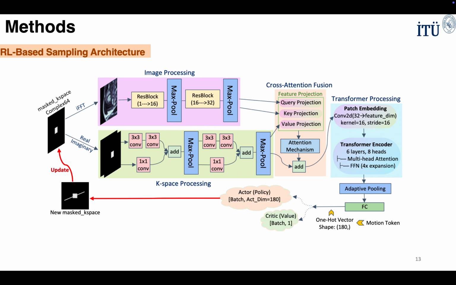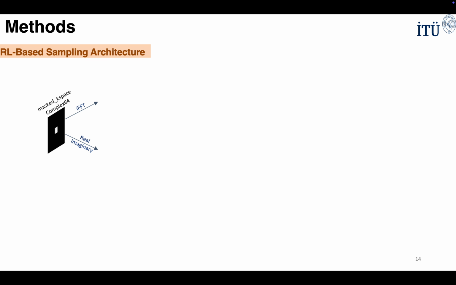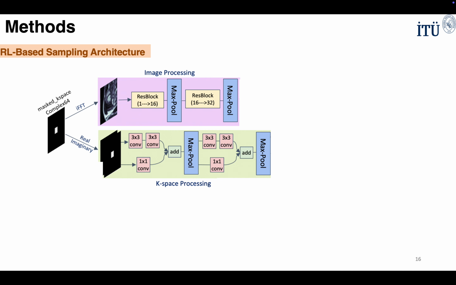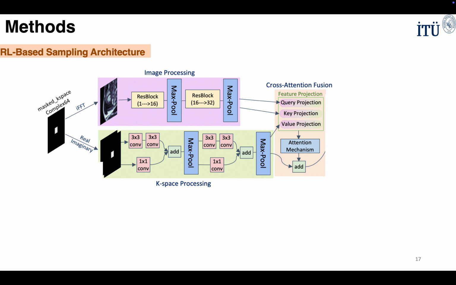This is our network architecture. First, we have a dual branch processing system. The upper branch handles image processing, processing the current reconstructed image. The lower branch manages cache-based processing for frequency domain data. Our cross-attention fusion mechanism allows effective information exchange between the image and cache-based domain through feature projection, query projection, key projection, and value projection operations.